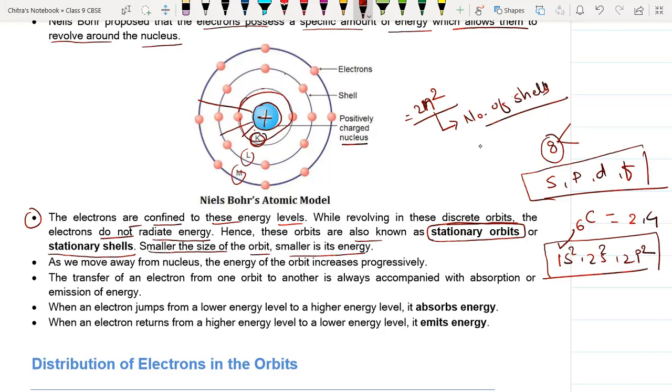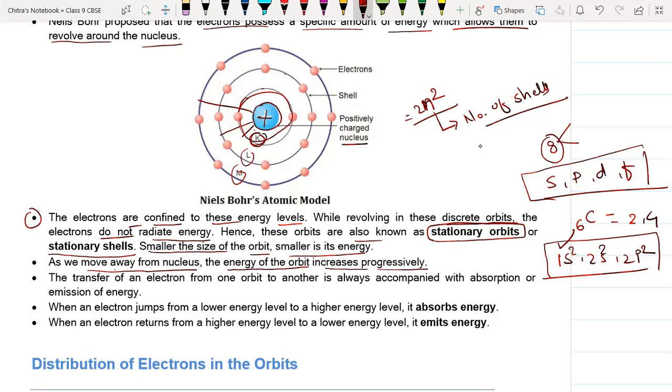When it is near the nucleus, the shell size and energy are less, and it can accommodate fewer electrons. As distance from the nucleus increases, energy level will also increase. As we move away from the nucleus, the energy of the orbit increases progressively.